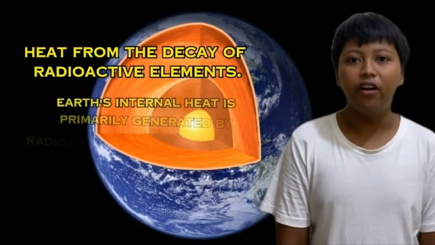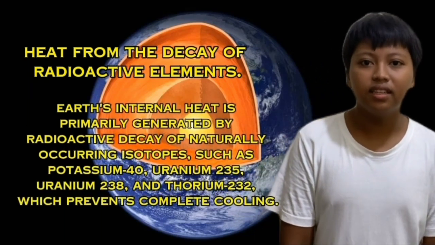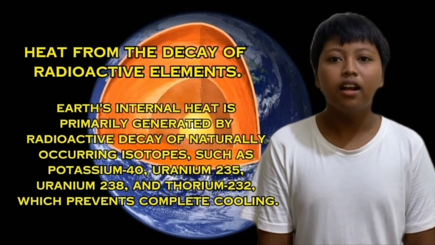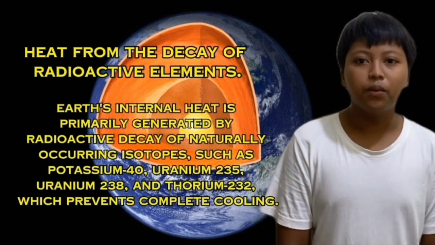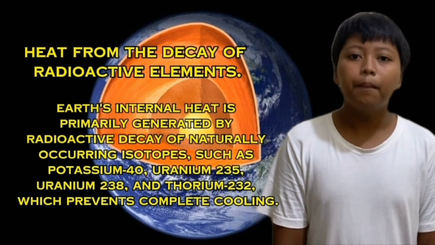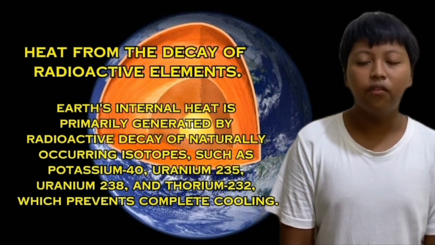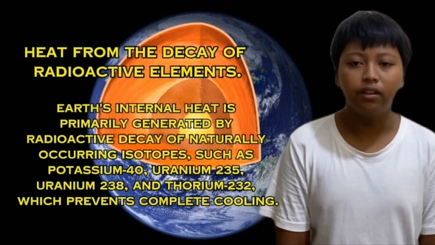Heat from the decay of radioactive elements. Earth is considered a thermal engine since its main source of internal heat comes from the decay of some naturally occurring isotopes from its interior. This process is known as radioactive decay, by which the spontaneous breakdown of an atomic nucleus causes the release of energy and matter from the nucleus.